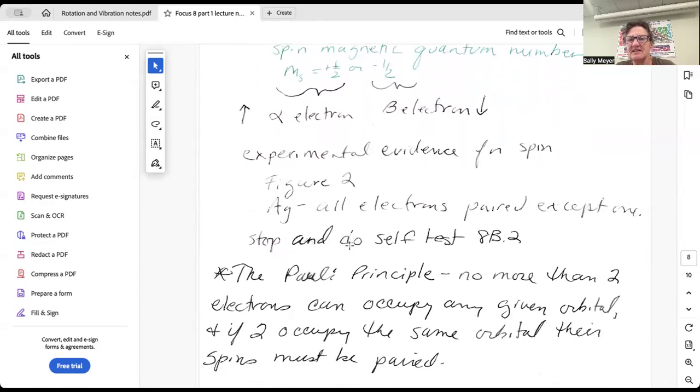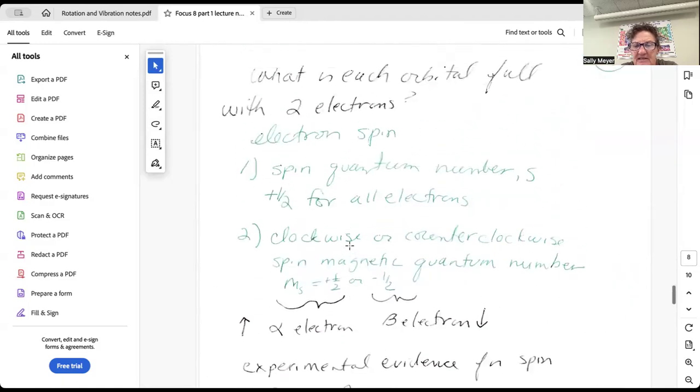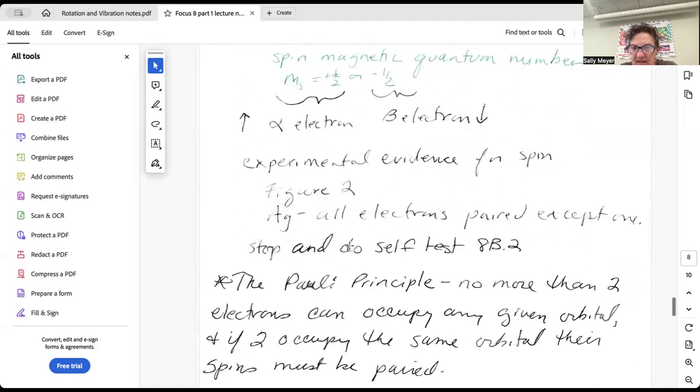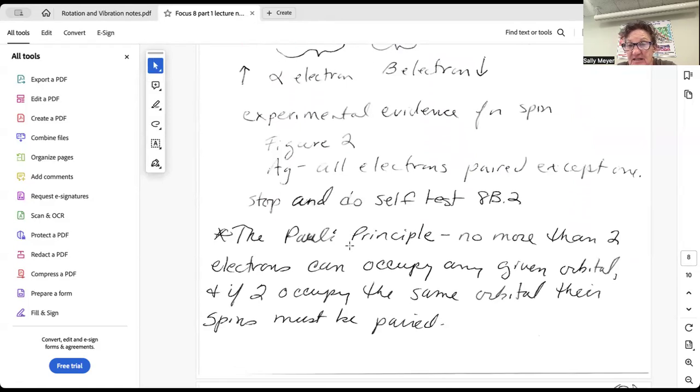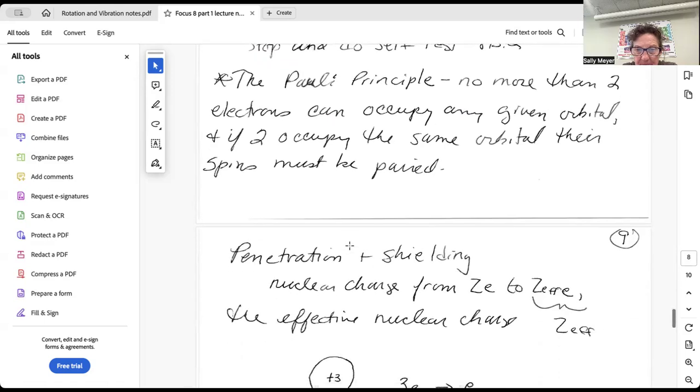And so out of this idea of spin, the Pauli principle says that no more than 2 electrons can occupy any given orbital. So why is it that each orbital is full with 2 electrons? It's because of the Pauli principle and spin. And if you do have 2 in the same orbital, their spins have to be paired. So one has to be up, one has to be down. Same thing as saying one has to be alpha, one has to be beta, or one has to be plus 1/2, one has to be minus 1/2.